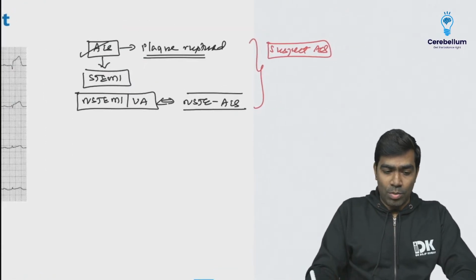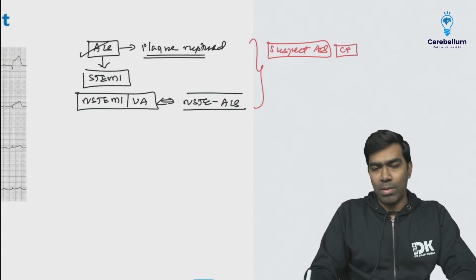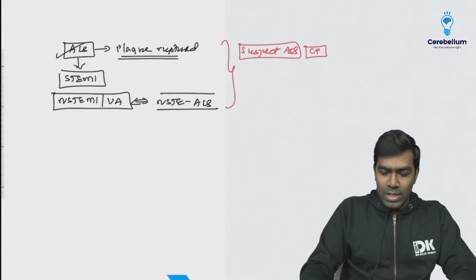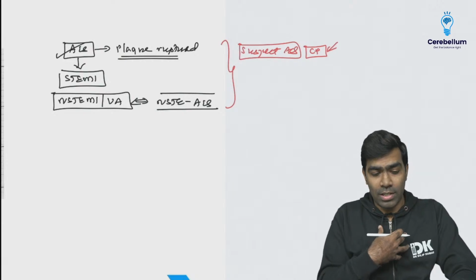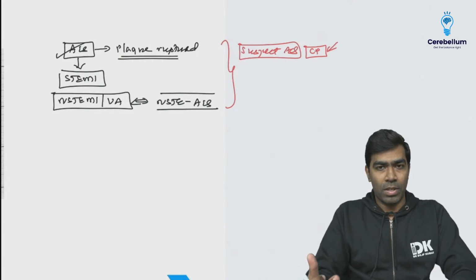Number one, the most important thing is the chest pain. The patient will be having chest pain, point number one. And you know how the chest pain will be? The chest pain will be crushing, or sometimes the patient will tell you as if somebody is standing over their chest. That's how the chest pain is going to be.